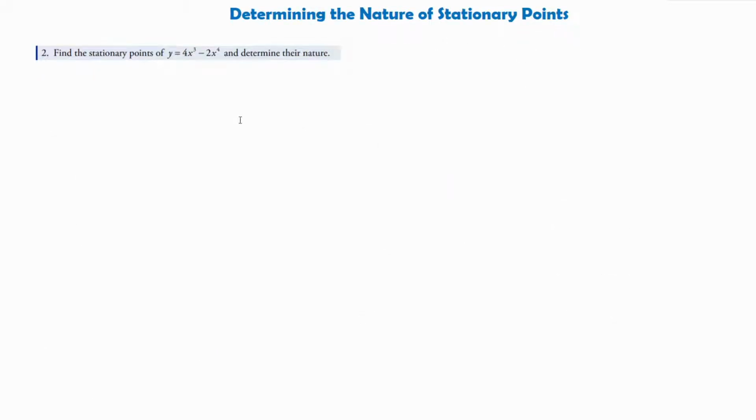So I'm going to do one more example here just because it can be quite difficult to do these questions. There's a lot of working you have to do. It's quite easy to mess up along the way, and also they're very big questions. So let's go over this next question. We're asked to find the stationary points of y equals 4x cubed minus 2x to the power of 4. And we are asked to determine their nature as well.